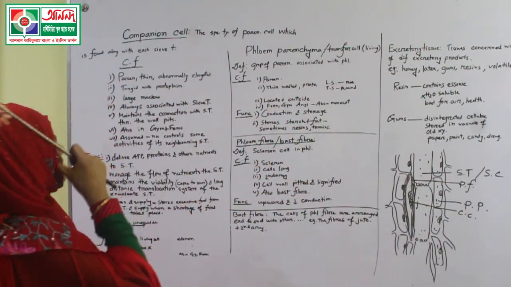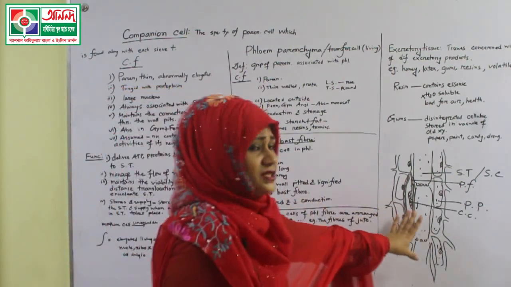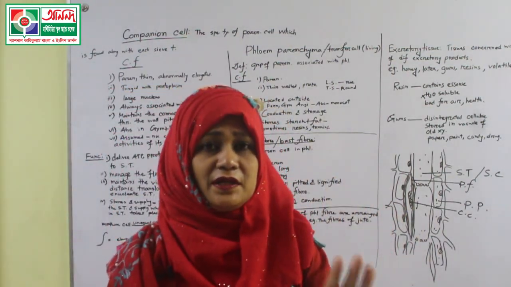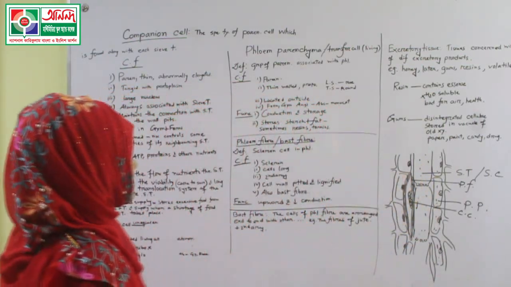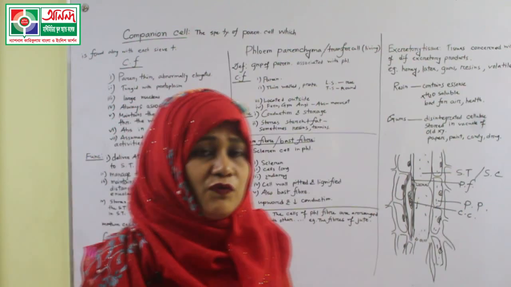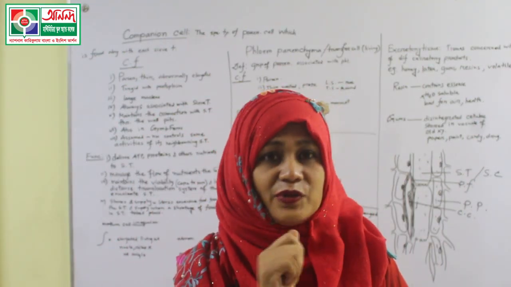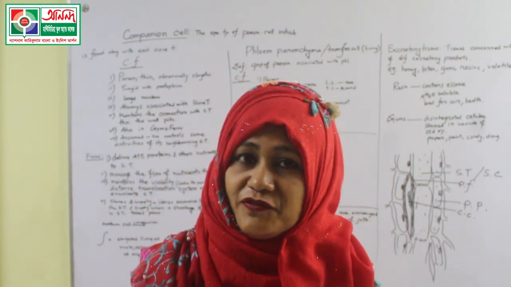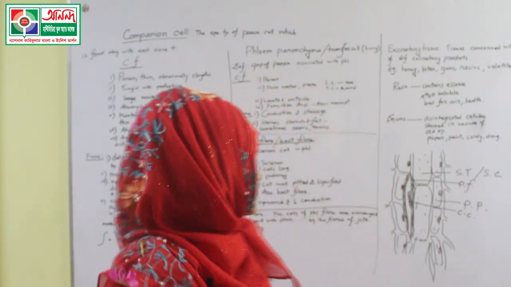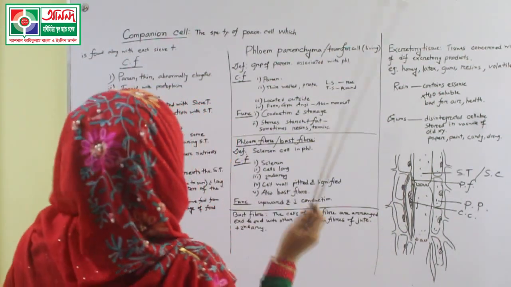Now, companion cell. Can you define companion cell? Think about the structure. Don't need to memorize. Students, think about the structure. This is companion cell. How does it look, and what is its function? If you think about this, you can write all the things like definition, characteristic features, and also functions. This is companion cell, and we will talk about this.